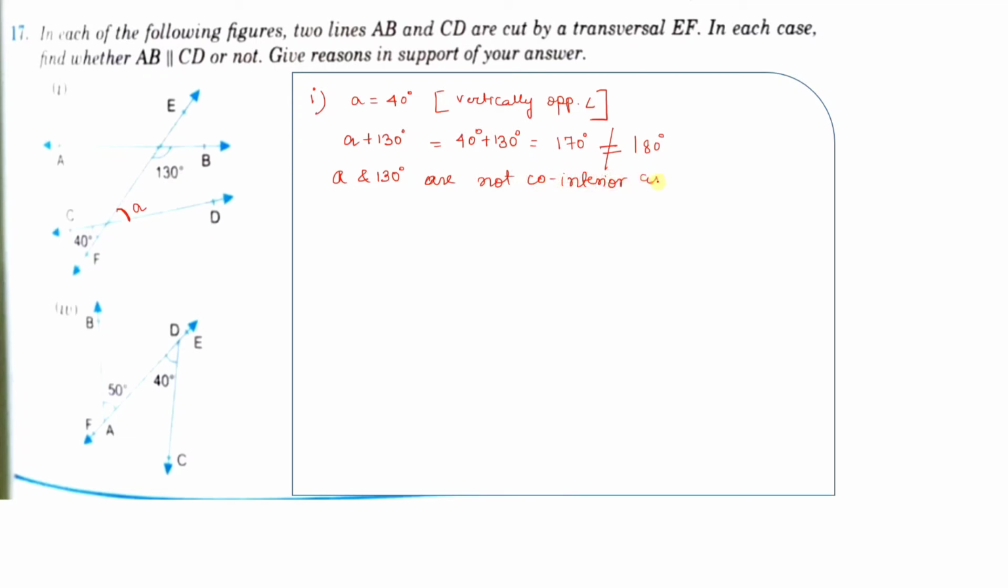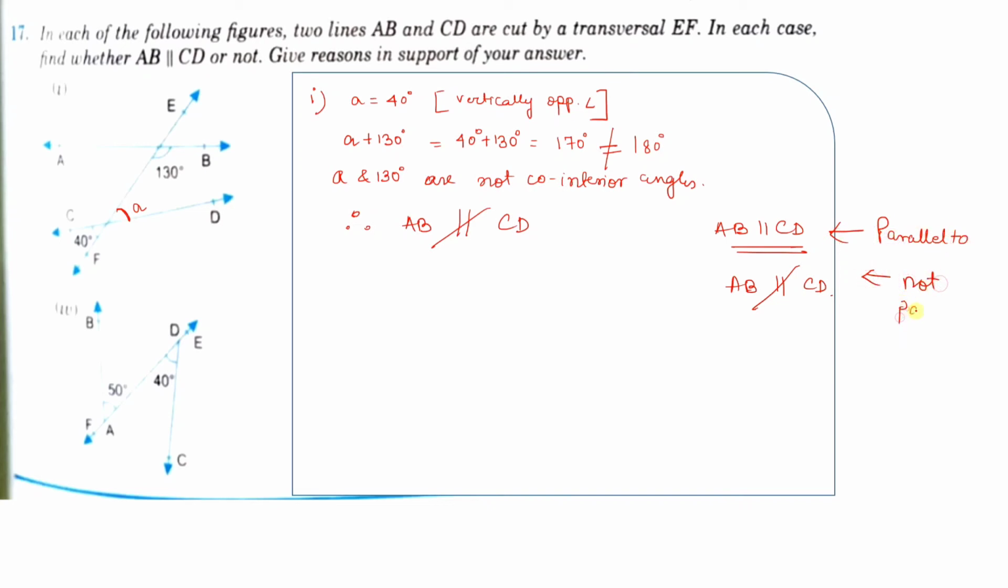Therefore, AB is not parallel to CD. Okay, if you write AB parallel to CD, then you have to write like this. If not, then AB, just cut this. This will be not parallel to. Okay, this one is parallel to, and this one is not parallel to. Fine. So in number 1, AB and CD were not parallel.